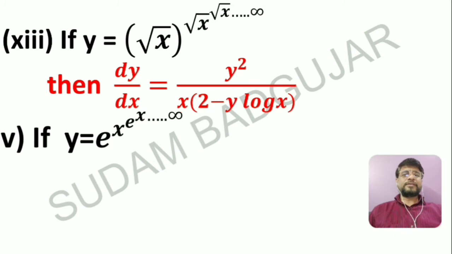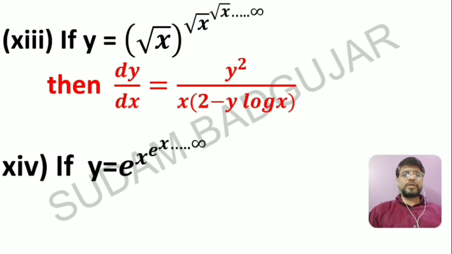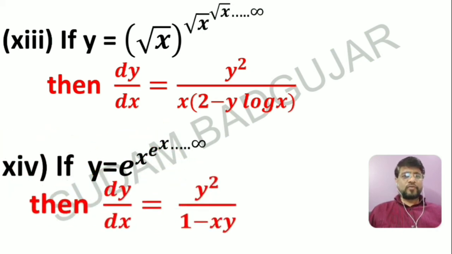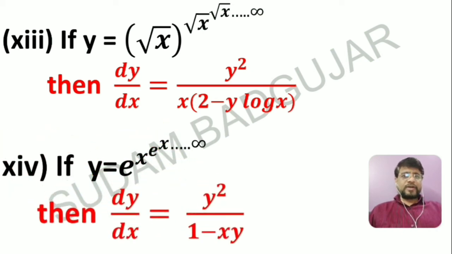Then next term is, if y is equal to e raised to x up to infinity, then its derivative is y square upon 1 minus y into log of e raised to x into derivative of e raised to x upon e raised to x. E raised to x gets cancelled, and what is log of e raised to x? That is x into log e. Log e is 1. So the final answer is y square upon 1 minus xy.